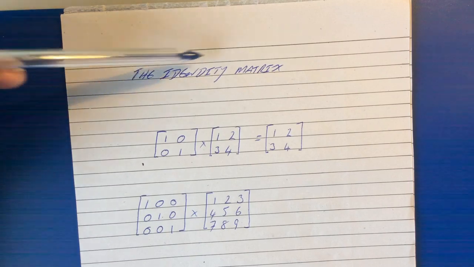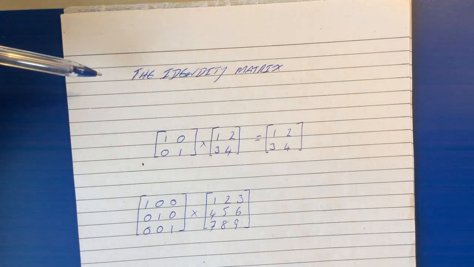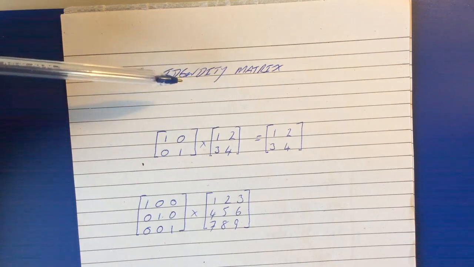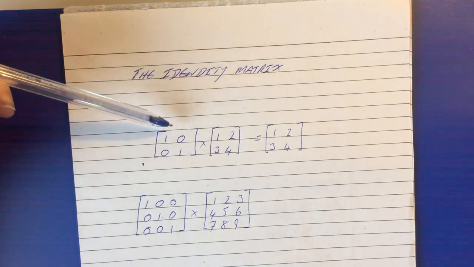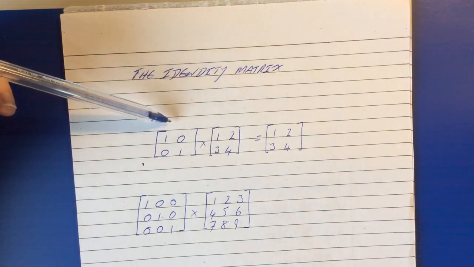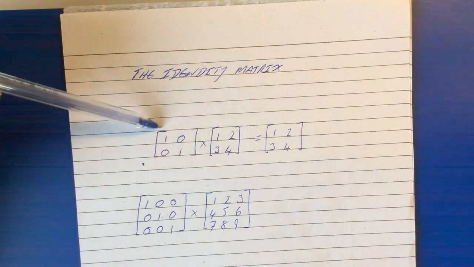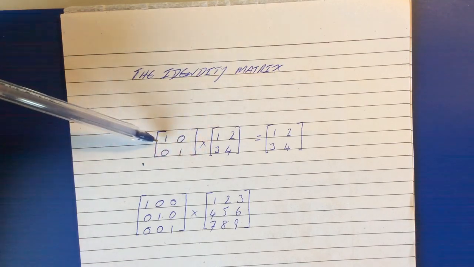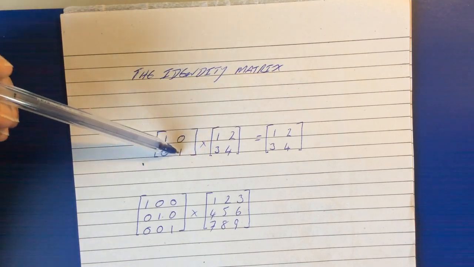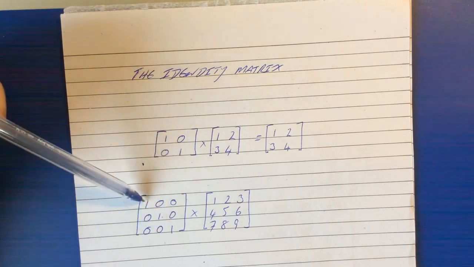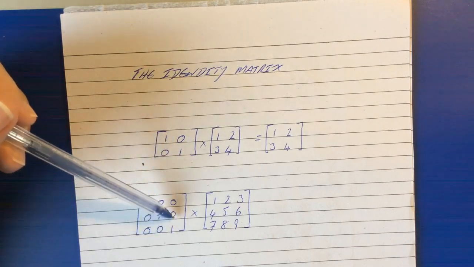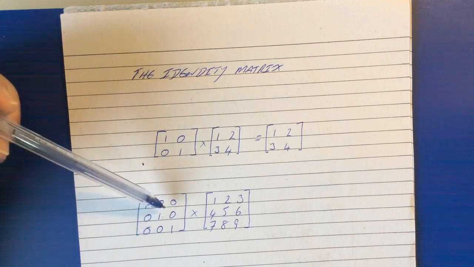Today I want to introduce the idea of a thing called an identity matrix, the identity matrix. I've got a couple of examples here, and I should start off by talking about their characteristics. These are square matrices, and they're characterized by a diagonal row of ones running from top left to bottom right. Everything else is zero.